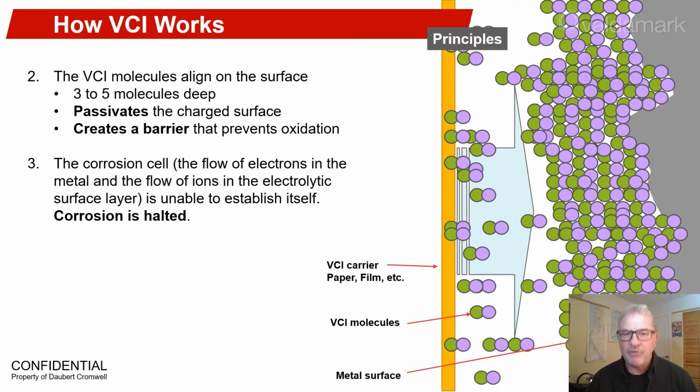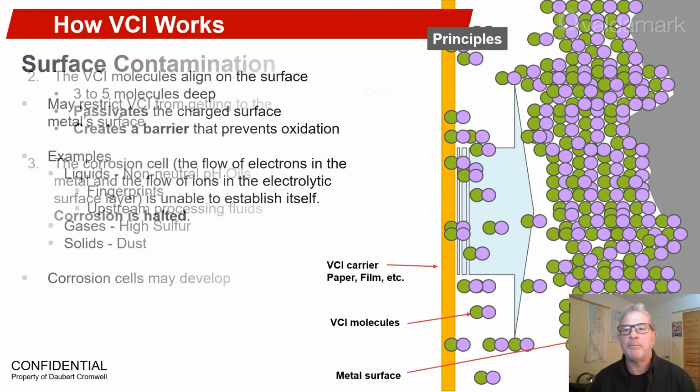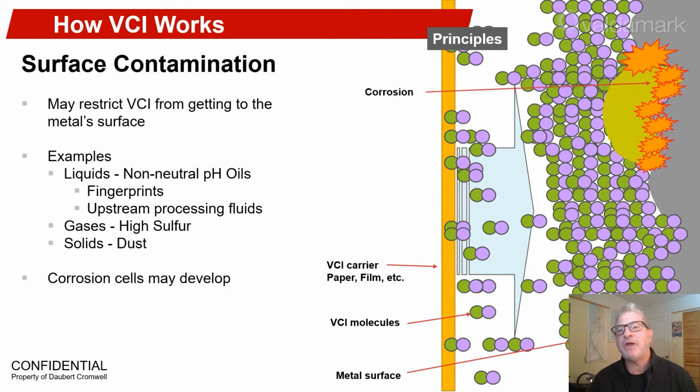Poorly designed VCIs can actually cause corrosion if, for example, they are too concentrated or not pH balanced. Parts wrapped in Daubert Cromwell packaging remain corrosion-free for as long as the package stays intact and the part is insulated from corrosive elements.